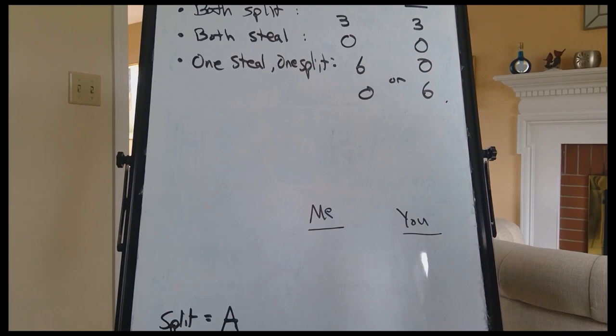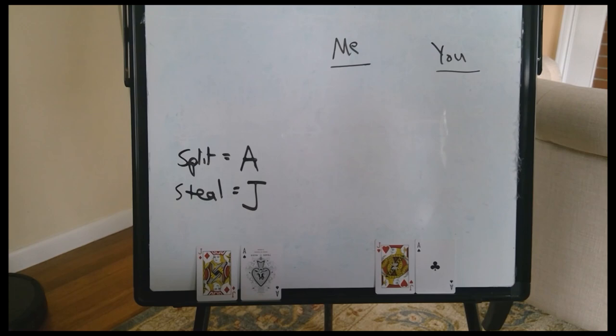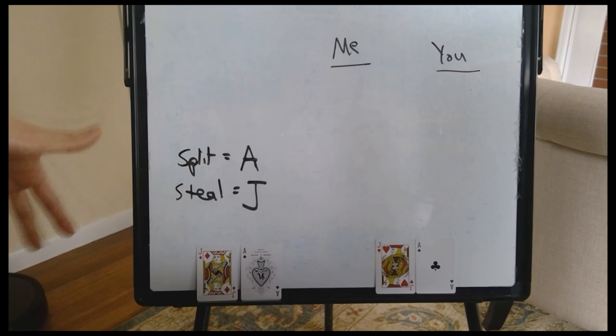Okay. So how are we going to do this? We have these two cards. We have a jack and an ace. And if we show the jack, that means we want to steal. If we show the ace, that means we want to split it. Okay, and we'll play 10 rounds together. And we'll steal and split and see how it goes, okay?